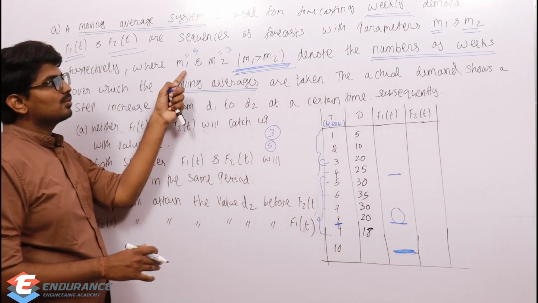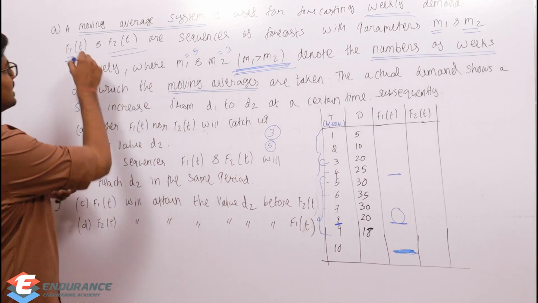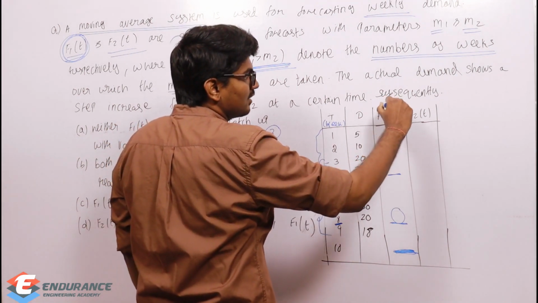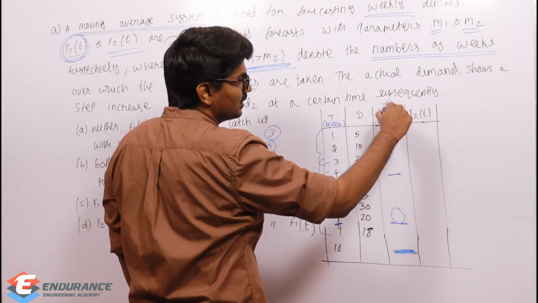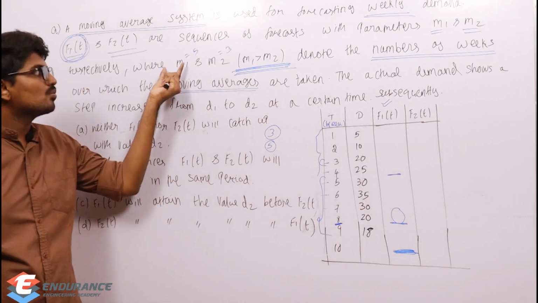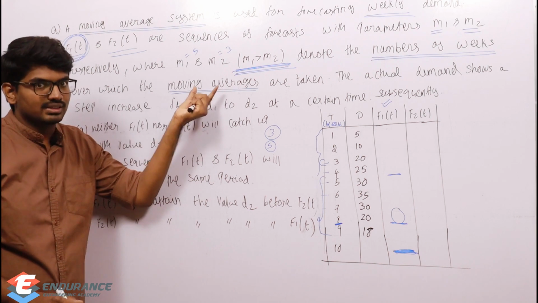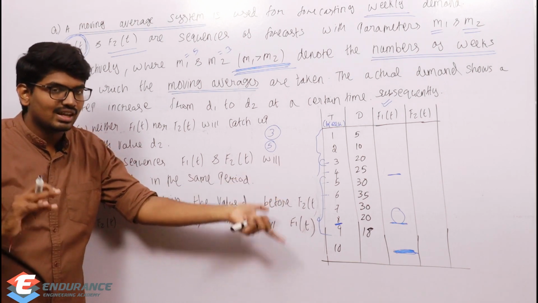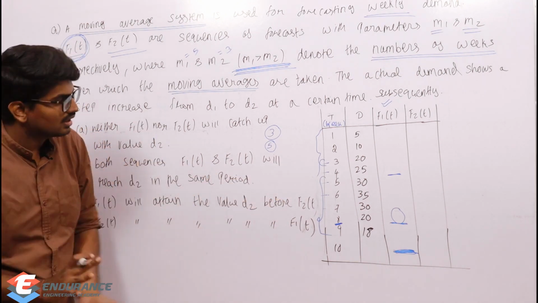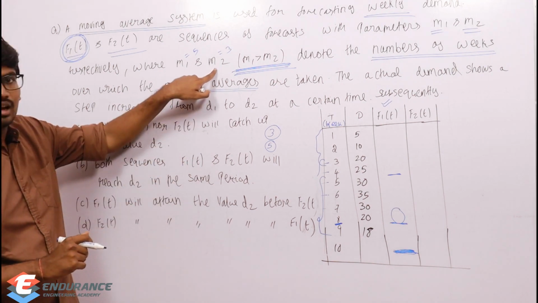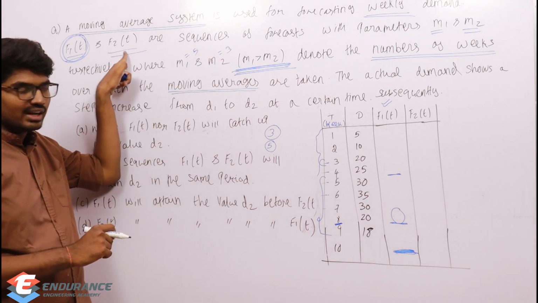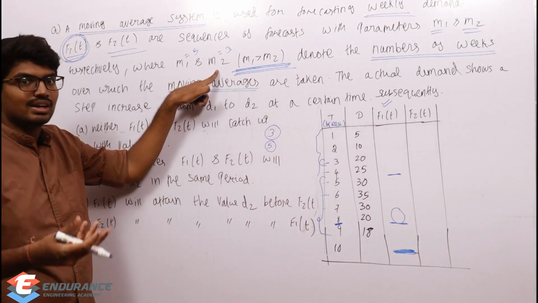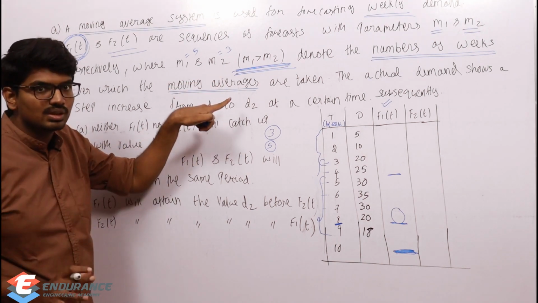In which case am I taking M1 periods? In the case of F1T. For finding the forecast F1T, I will take M1 number of periods, which means M1 number of weeks. In this example I am taking 5. It will be easy for us to understand only if I take numbers. Now M2 is what? M2 is the parameter for F2. What does it mean? M2 is nothing but the number of weeks, or the number of periods, I need to take for finding the moving average.